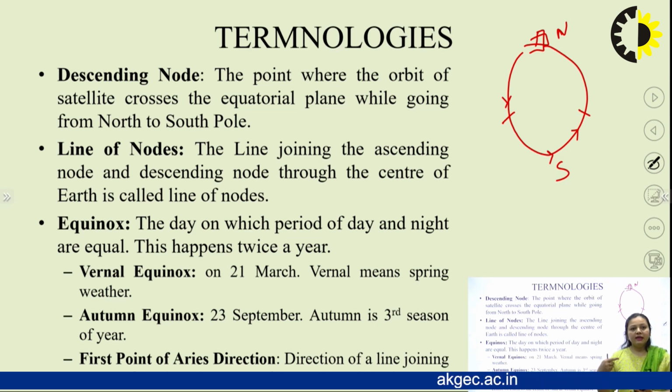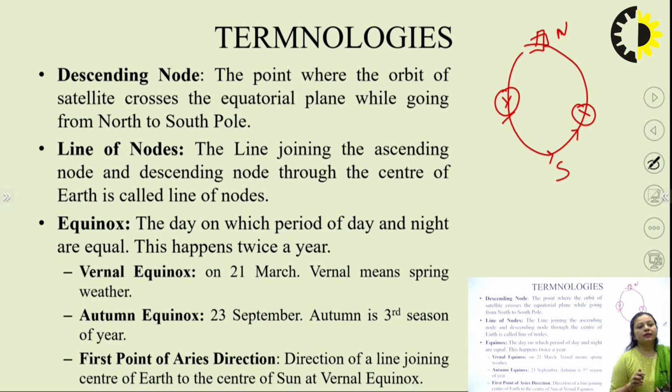So when it is coming from north towards the south, that is in the downward direction, we call this point of intersection the descending node. And when it is going upwards, from south to north pole, this point of intersection with the equatorial plane we call the ascending node. Next is the term line of nodes. The line joining the ascending point and the descending point, which passes through the center of Earth, we call the line of nodes.